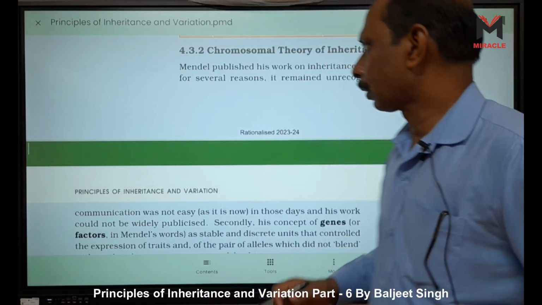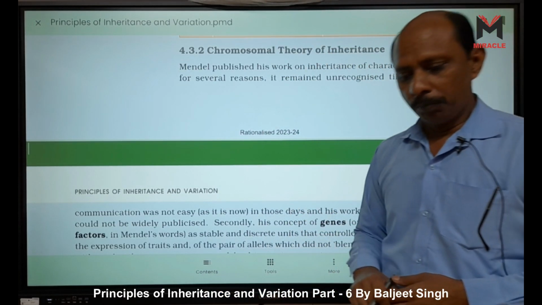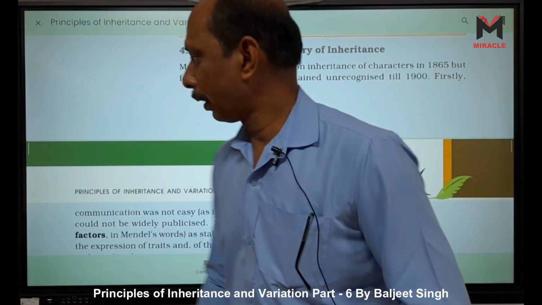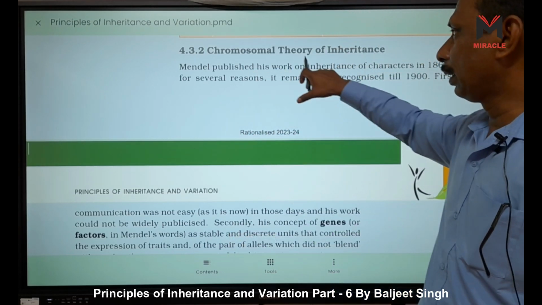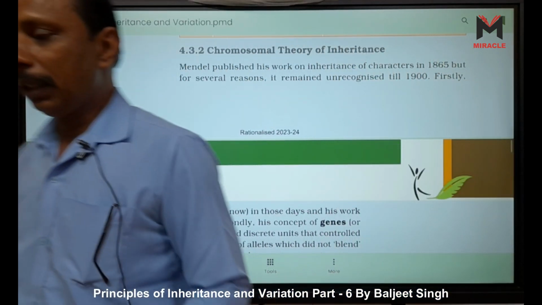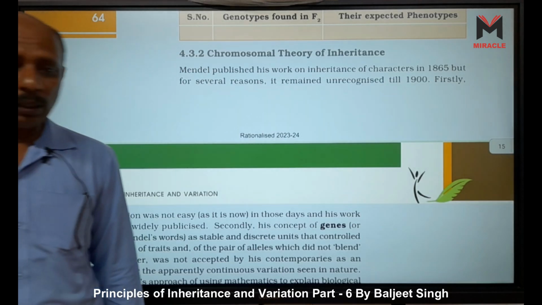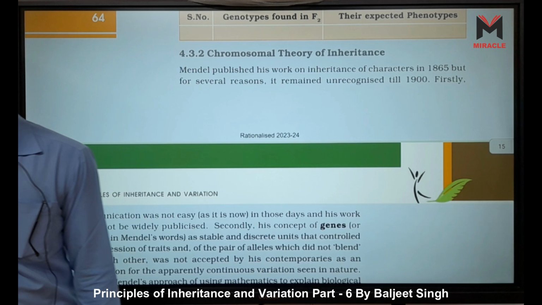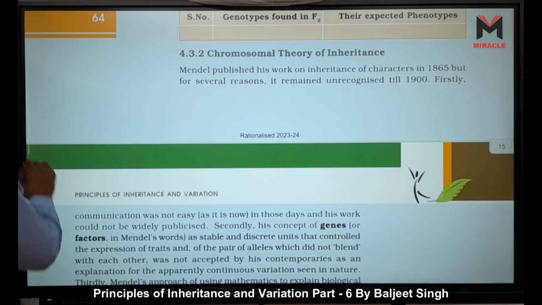Hello students. So today our chapter is the chromosomal theory of inheritance. Before this we completed the dihybrid cross, right? This theory, the chromosomal theory of inheritance, who proposed this theory? It is Walter Sutton and Theodore Boveri.